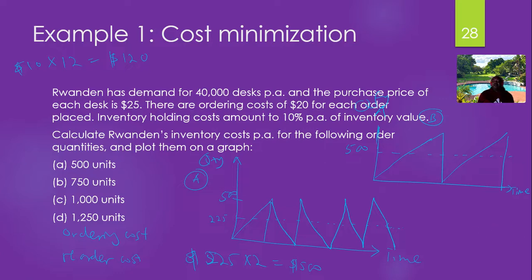But in our situation B here, where we are now ordering 1,000 units, it means that in a year we are now ordering 6 times. That's 6 times, which means that in situation B, we are now going to pay the same $10 per order multiplied by 6, and you can see that our ordering costs are now 60. They have reduced.